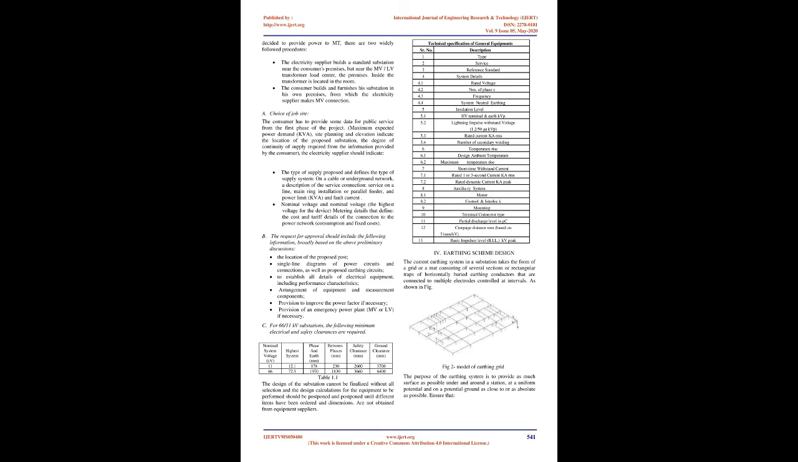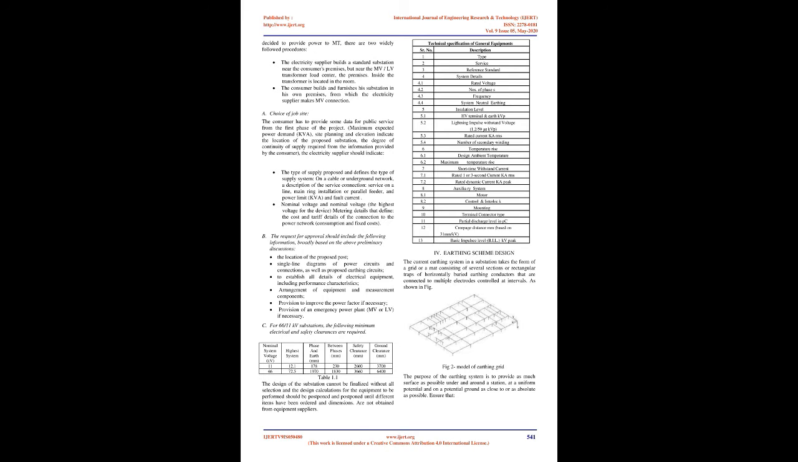For 66/11 kV substations, the following minimum electrical and safety clearances are required. Nominal, Table 1.1. The design of the substation cannot be finalized without all selection, and the design calculations for the equipment should be postponed until different items have been ordered and dimensions are obtained from equipment suppliers. Technical specification of general equipment.